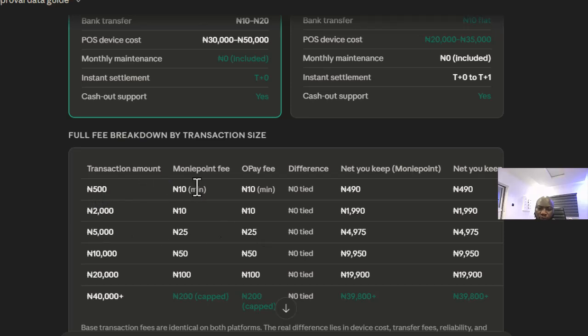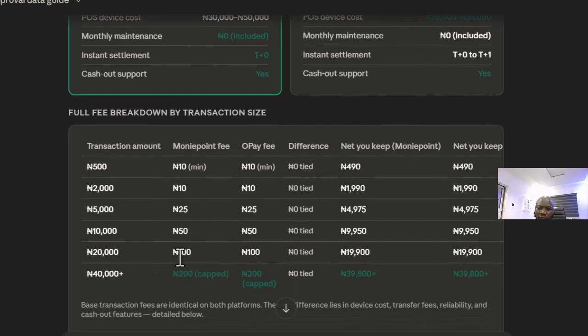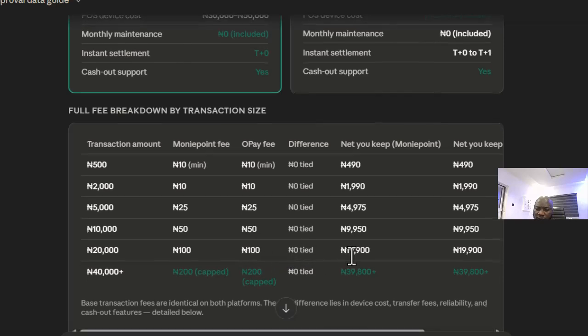So for Moniepoint, on a transaction of 500 naira, they're going to charge you 10 naira for the two platforms. So you can see that's balanced. So you end up having 490 naira. Then for 2000 naira, same thing, right? So for 5,000 naira for both platforms, it's 25 naira. Then for 10,000 naira, they charge 15 naira. You can see right there. And for 20,000 naira, they charge 100 naira for each of these platforms.